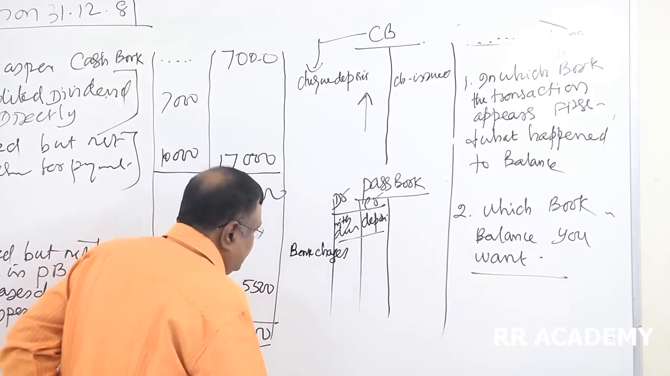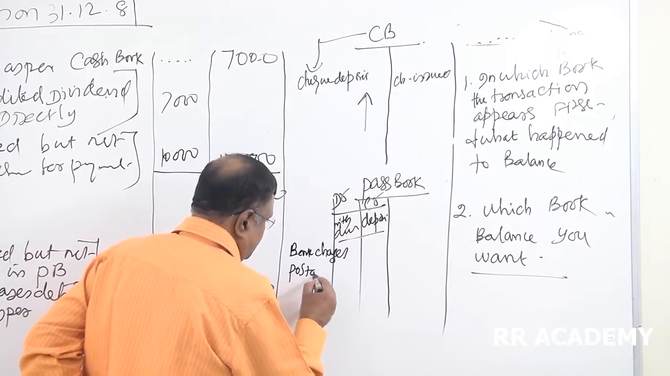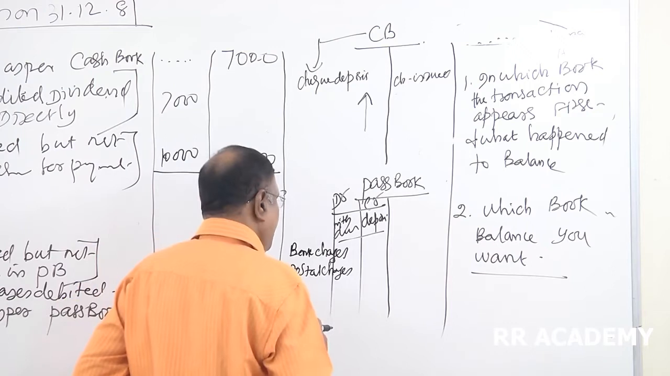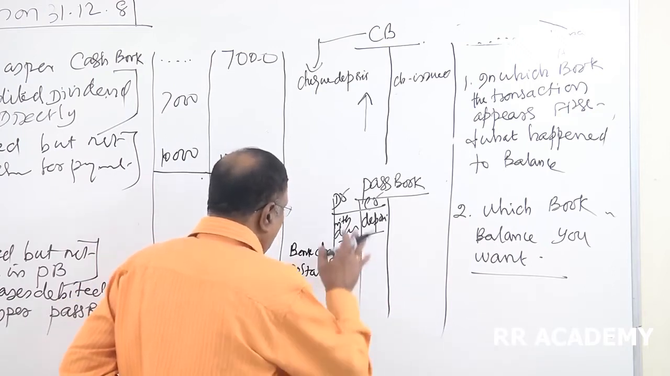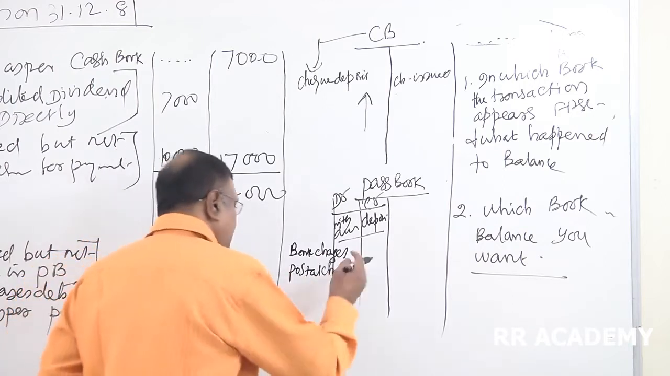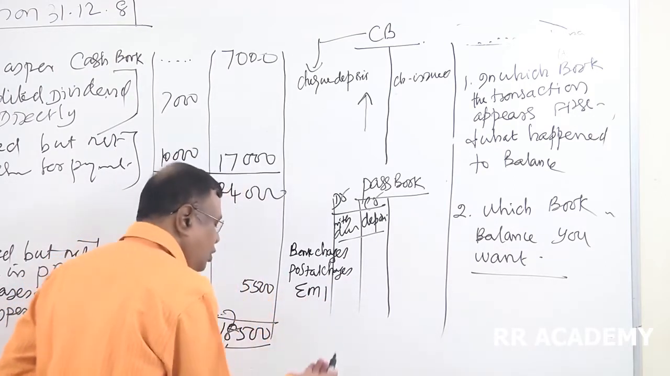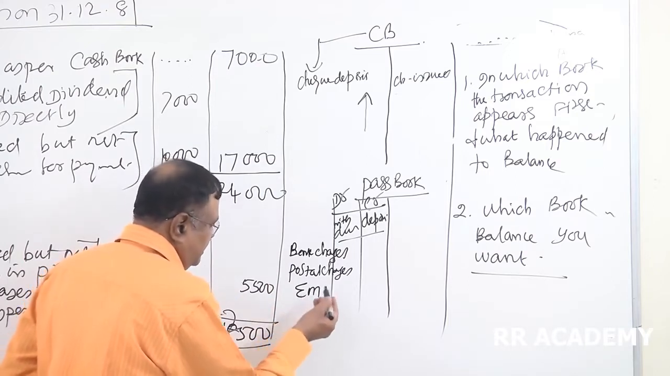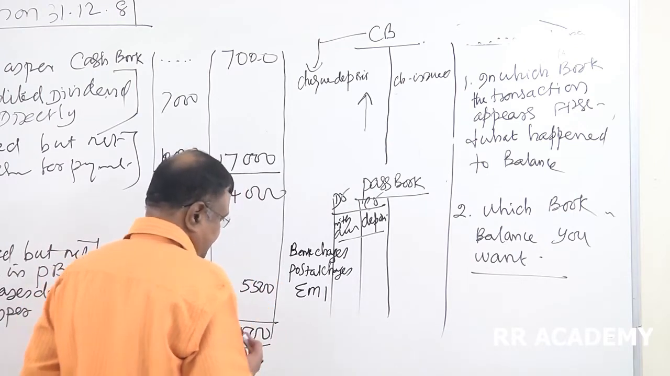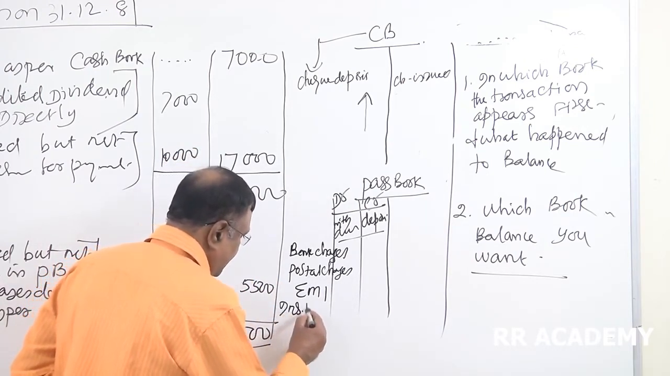Balance in bank will come down. Postal charges, because we cannot go in person, we ask our bank to do all this work. Bank pays EMI, housing loan, equated monthly installment, housing loan, bank pays. Then insurance premium.